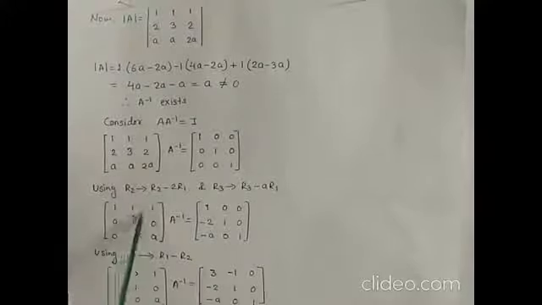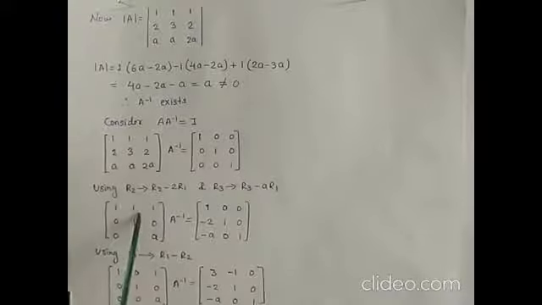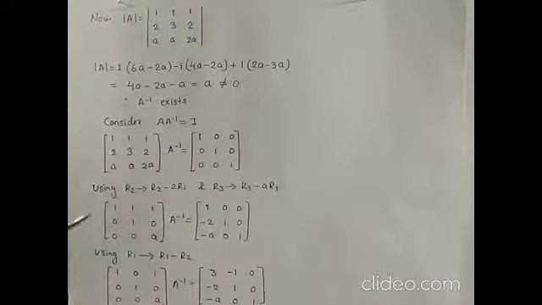After this step, this is 1 already. This one is also 0. Already it is 0. My job is to make this one 0. R1 minus R2. Simple. Using R1, R1 will change to R1 minus R2.